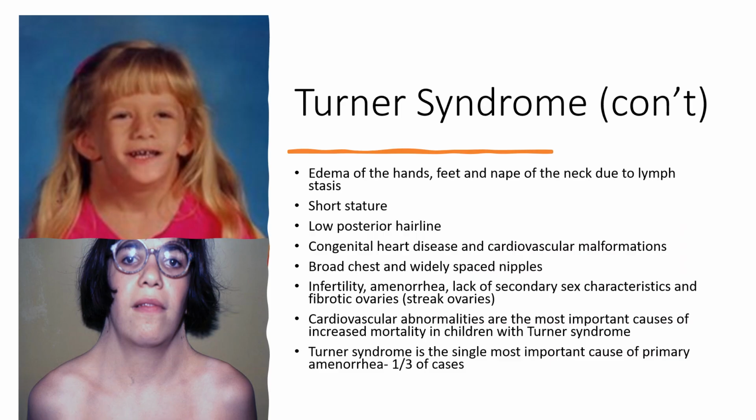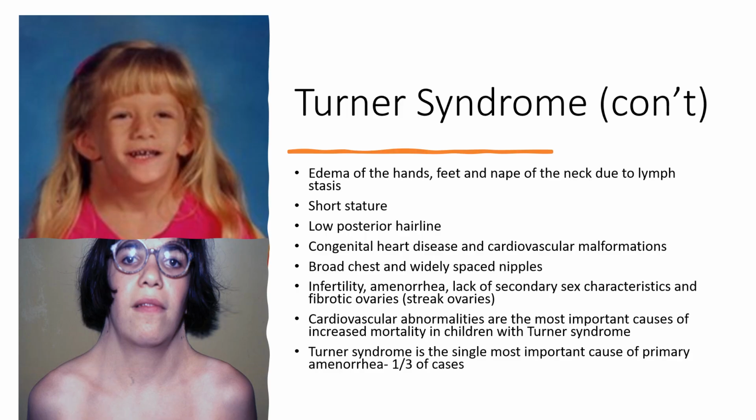This slide highlights the physical and clinical findings you're most likely to see. One of the hallmark features in infancy is lymphedema, particularly of the hands, feet, and nape of the neck, due to abnormal lymphatic drainage. As patients age, you may notice short stature, a low posterior hairline, and a broad chest with widely spaced nipples. From a pathology standpoint, the most critical complications are cardiovascular.